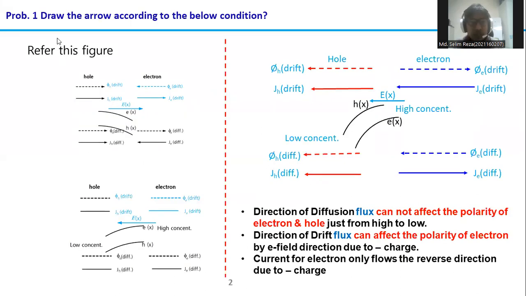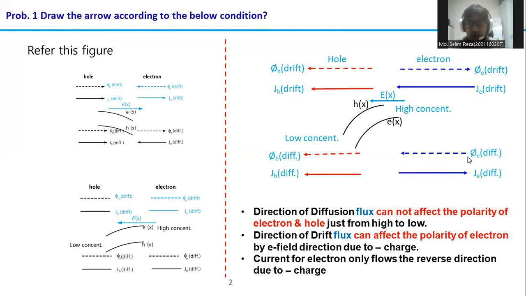The first question is to draw the arrows according to the below condition. With this reference figure, we need to draw the hole and electron current directions. We know that the diffusion flux always depends on the concentration gradient and is not affected by the electric field. This side is the high concentration and this side is the low concentration. So electrons and holes will diffuse in this direction, that means right to left.